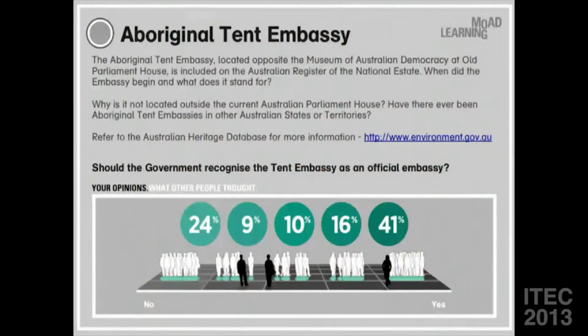When they open that link, they come to a closed website. From that website, they can then go and download individual activities that are unique to each student team. So within that PDF pack, you might get a suite of activities, including one like this, which is about the Aboriginal Tent Embassy.